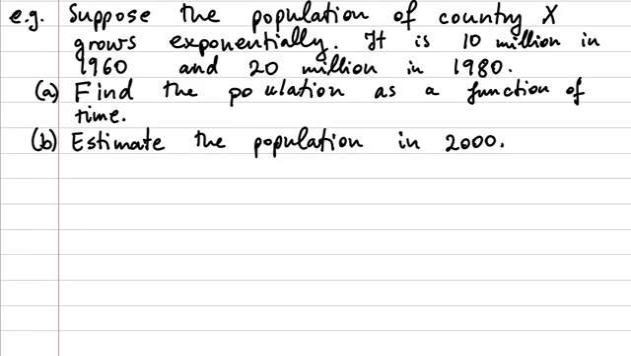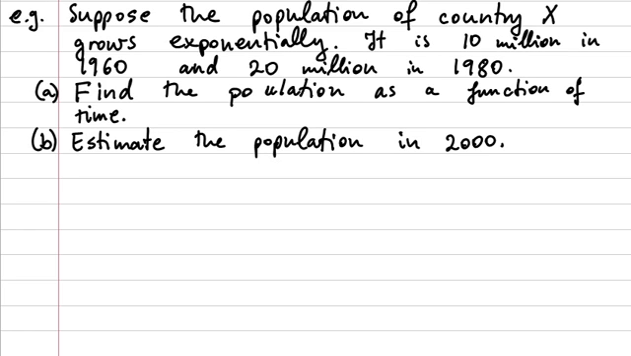Let's suppose we have a problem like this. The population of a country X grows exponentially. This is a pretty good approximation in many cases for some periods of time. Suppose country X has 10 million people in 1960 and 20 million people in 1980, and you want to find the population of this country as a function of time.